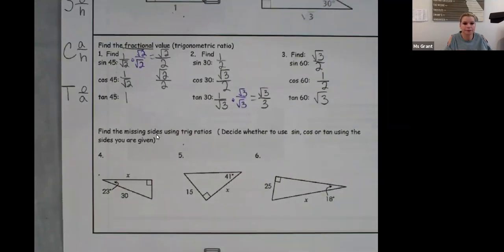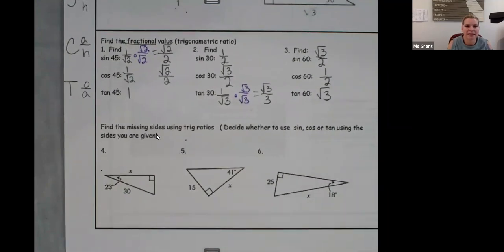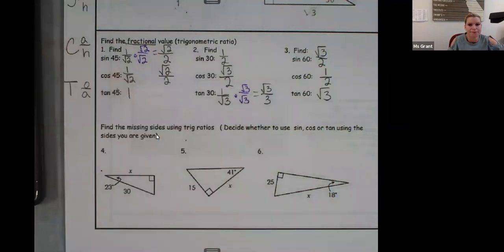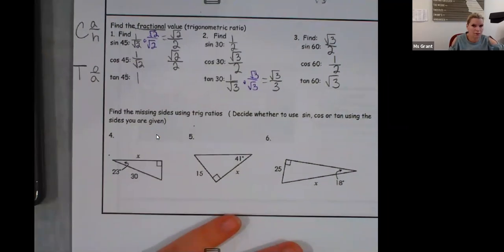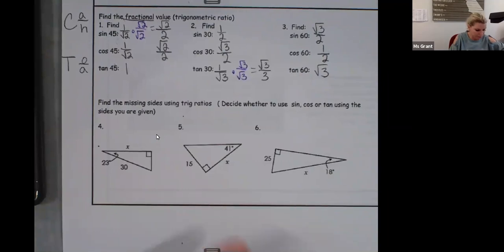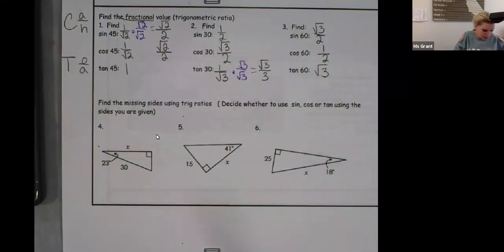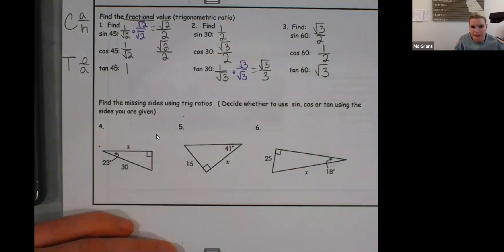Okay, now I'm gonna find missing sides. So I'm actually going to find X. You're going to need a calculator for this. Can you guys get your calculators handy? Here we go. If I know the angle measure, so this is the first time we've seen this. It's not 30, 60, or 90. It's not 45. This angle is 23 degrees.